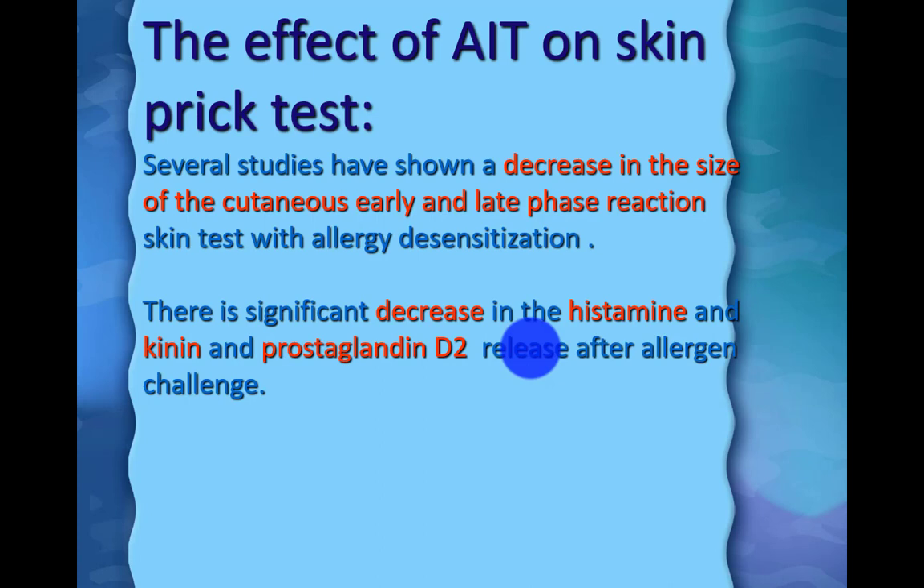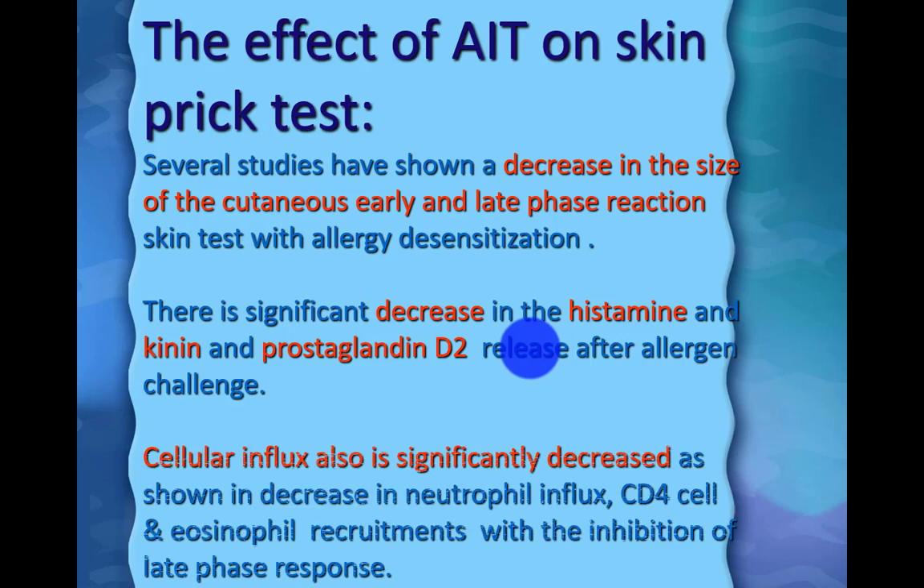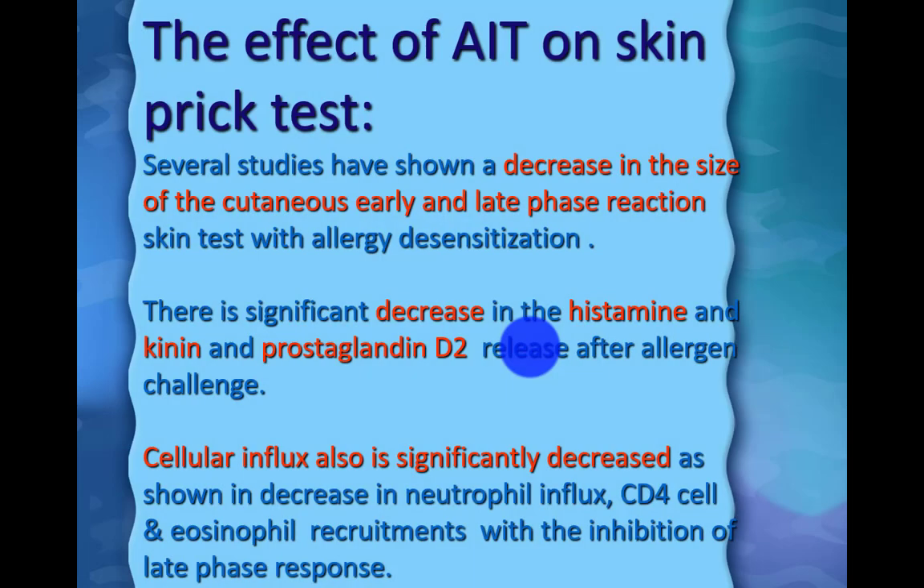The effect of EIT on skin prick test. Several studies have shown a decrease in the size of the cutaneous early and late phase reaction skin test with allergy desensitization. There is significant decrease in histamine, kinin and prostaglandin D2 release after allergy reaction changes. Cellular influx also is significantly decreased, as shown in decrease in neutrophil influx, CD4 cell and eosinophil recruitment, with the inhibition of the late phase response.